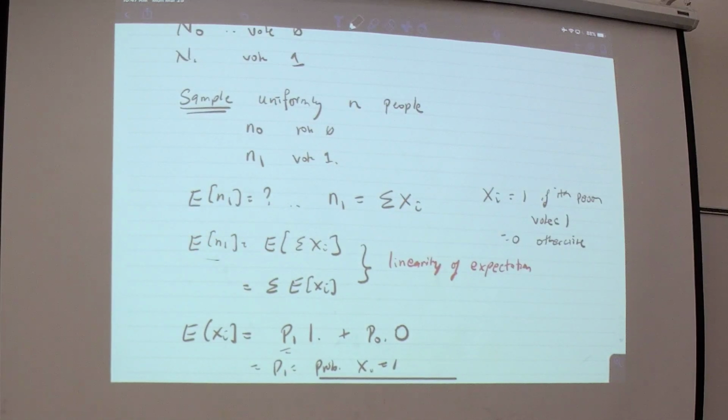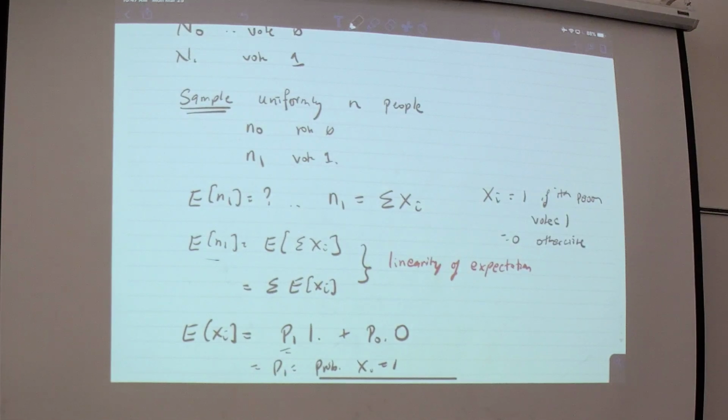You can't, for example, do the same thing for a product. The expected value of xy is not the expected value of x times the expected value of y, unless certain other conditions hold on x and y. But no matter what you know or don't know about the x's, this will always be true. The x's, for example, don't have to be independent of each other. This will still remain true.